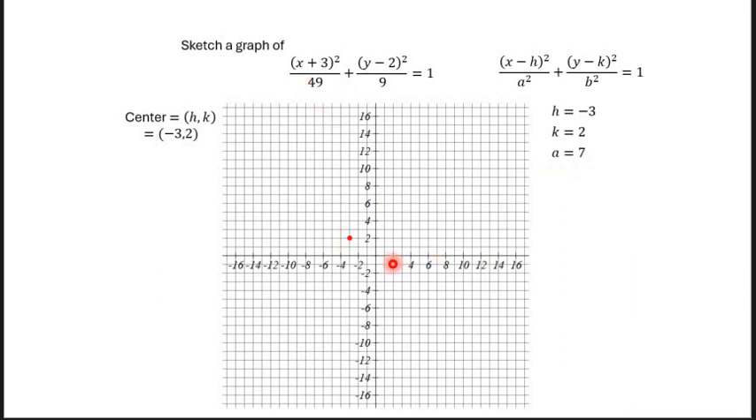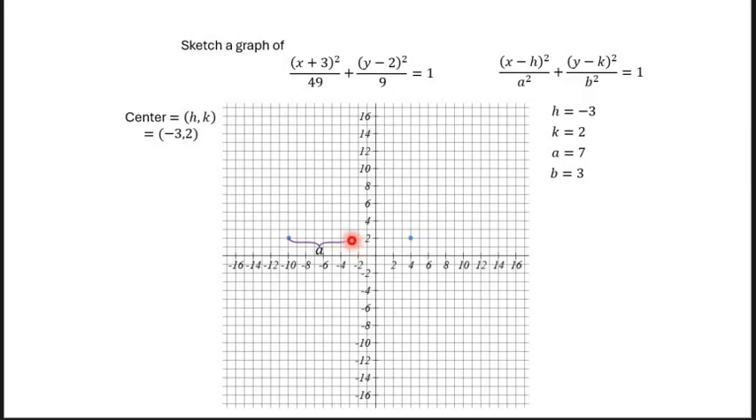That means that the distance from the center to both vertices is 7 units. So I'll go 7 units to the left and 7 units to the right of the center, and that's where I will have vertices of my ellipse. I also need to find where the co-vertices are. So I look at the smaller of the two numbers, and that's 9, and I take the square root. That'll tell me how far from the center the co-vertices are. So the square root of 9 is 3, so b is equal to 3.